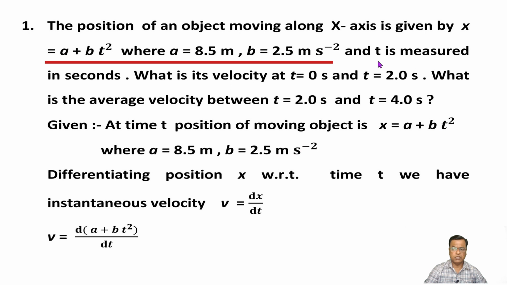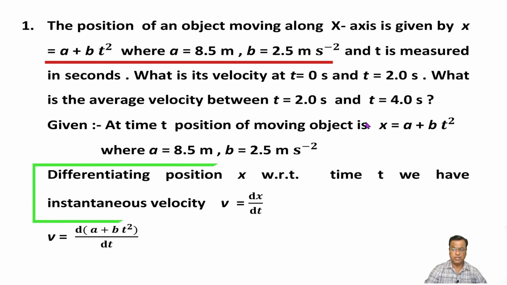Now, t is measured in seconds. So what is its velocity at t equal to 0 and t equal to 2 seconds? So this is the question. Find the instantaneous velocity at t equal to 0 and t equal to 2. So for this, differentiating the position x with respect to time, we have instantaneous velocity.